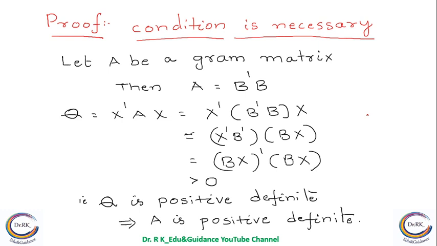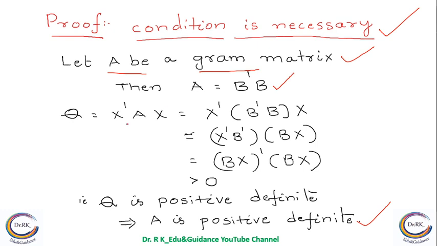First, the condition is necessary, that is what we prove. Necessary means we take the matrix A as a gram matrix and we have to prove that it is positive definite. Positive definite means immediately the quadratic form Q is always greater than 0. If we prove that, then we can say the corresponding matrix is positive definite. Let us prove. So assume A as a gram matrix. Immediately we recall its definition, A equal to B transpose B.